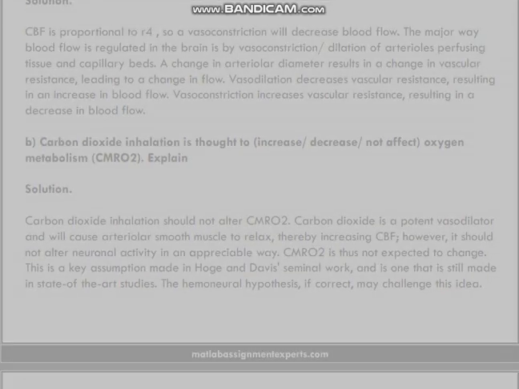Solution: CBF is proportional to r^4, so a vasoconstriction will decrease blood flow. The major way blood flow is regulated in the brain is by vasoconstriction/dilation of arterioles perfusing tissue and capillary beds. A change in arteriolar diameter results in a change in vascular resistance, leading to a change in flow. Vasodilation decreases vascular resistance, resulting in an increase in blood flow. Vasoconstriction increases vascular resistance, resulting in a decrease in blood flow.